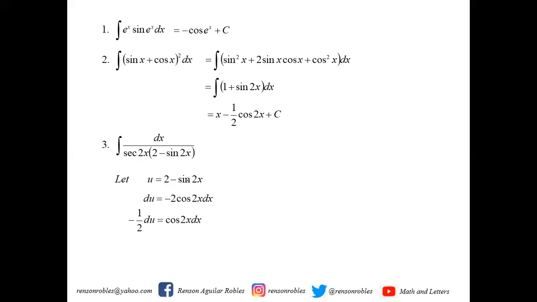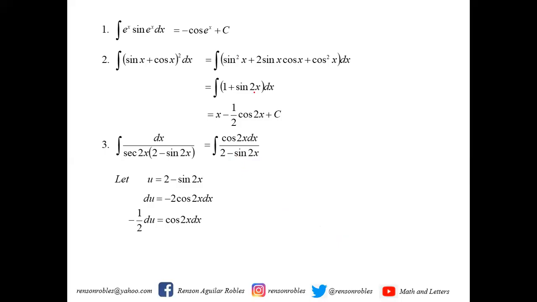Unfortunately, when you look at the given, there's no cosine 2x here. However, I notice this secant 2x in the denominator. When that is written in the numerator, since by the reciprocal identity, remember this one, 1 over secant of x is cosine of x, we can now write this as the integral of cosine 2x dx all over 2 minus sine 2x.